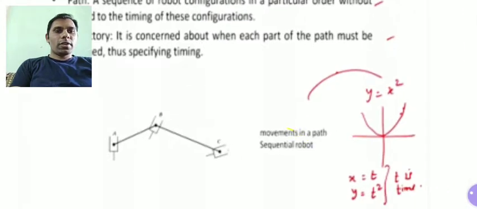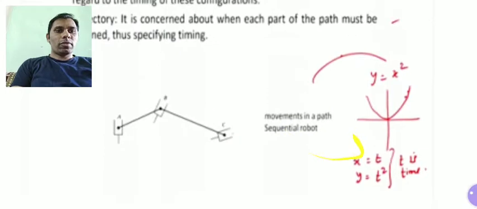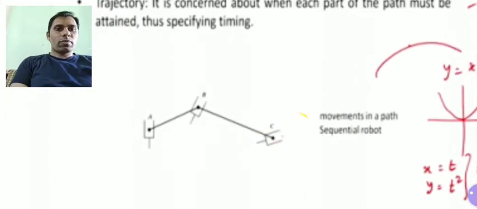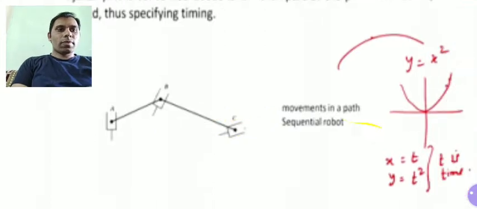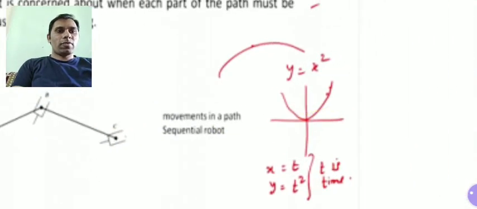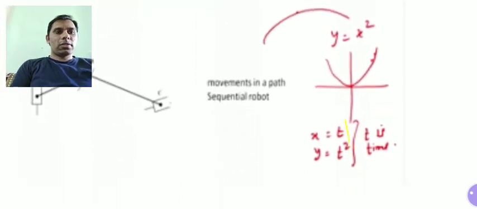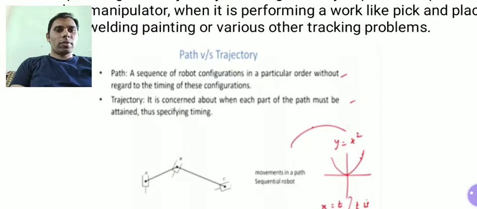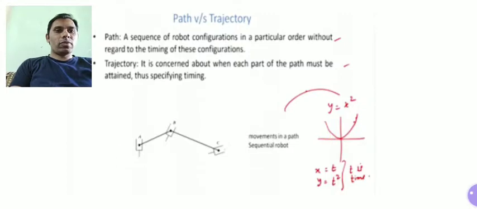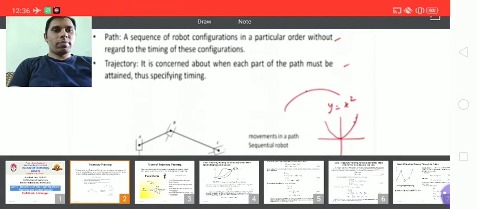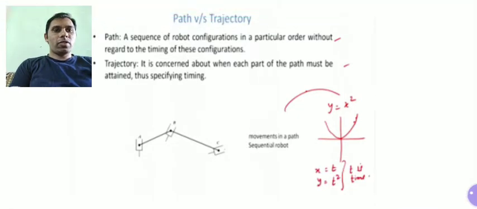Suppose this is the robot manipulator with links A, B, C. It is traveling along some particular path. It may be following such a parabolic curve. Whenever it is following only the curve, irrespective of time, it is called a path, and whenever this path is a function of time, then it is defined as a trajectory. So simply, when a path is a function of time, it is called a trajectory.